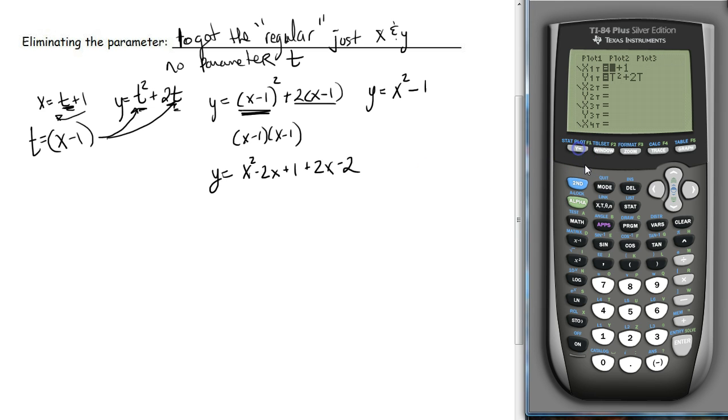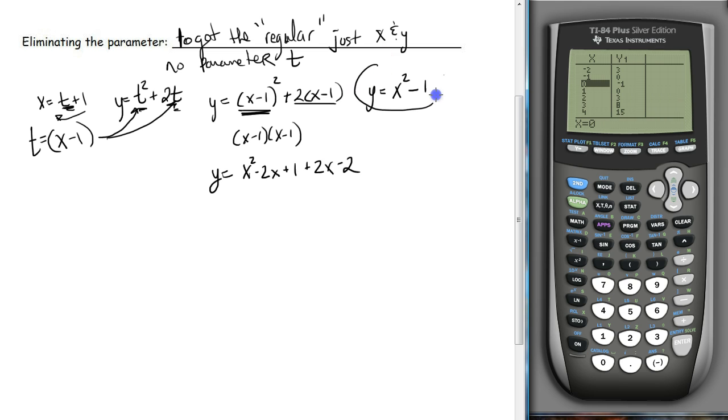Now, if I go to my equations here, let's get rid of this. Go back to regular mode for a second. You don't have to do this. Just follow what I'm doing. I could type in x squared minus 1, and when I go to my table, I get the same values I had before, negative 1, 0. 0, negative 1, what other ones we used? 4, 15. So this is how I know this is correct.